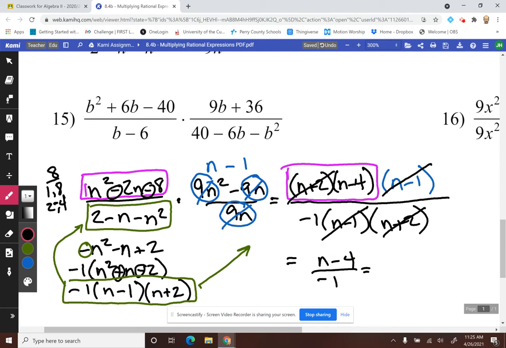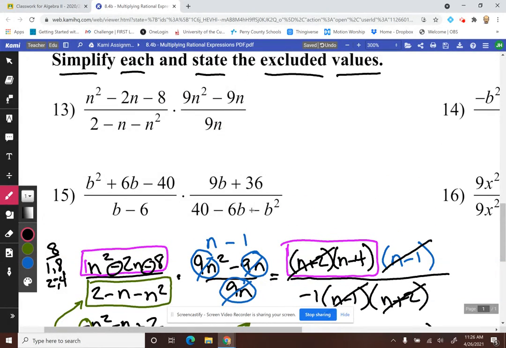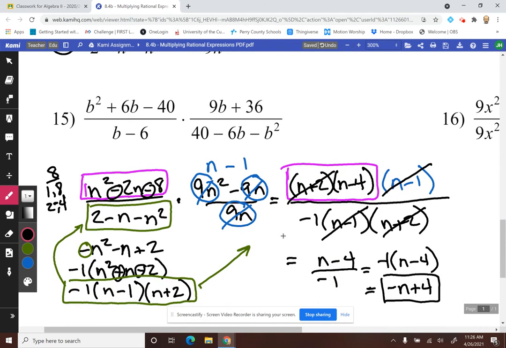We should have a little bit of deja vu right now because this is just like one of the other ones we did last time. So I've really got negative 1 times n minus 4. If I distribute that negative through, I'm going to end up with negative n plus 4. Ladies and gentlemen, this would be my answer out of all that mess that I just started with on number 13 right here. Out of all of that, I ended up with just this one little answer.